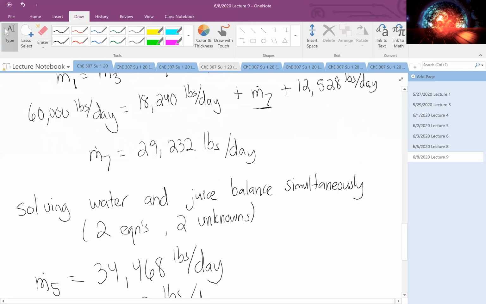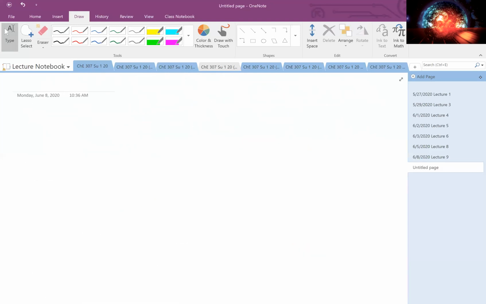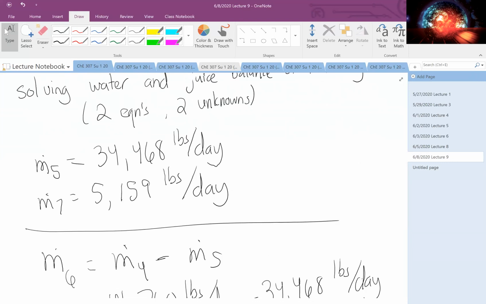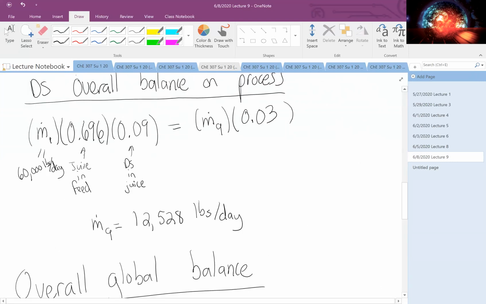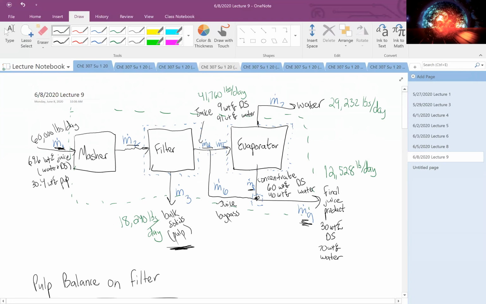The tricky part, definitely for this problem, was understanding the importance of the overall balance in solving this. Because knowing that the dissolved solids only leaves the process in one stream, it allows you to find M9, which then you can use to find M7, and then finally solve the evaporator via a balance on the unit operation itself. If you try to do it beforehand, there'll be too many unknowns to solve.